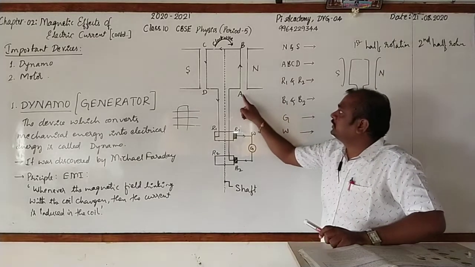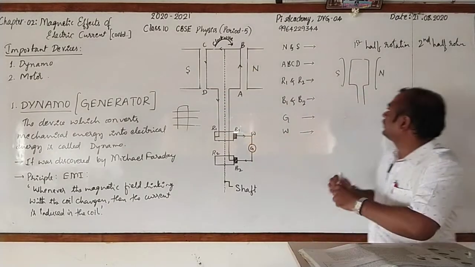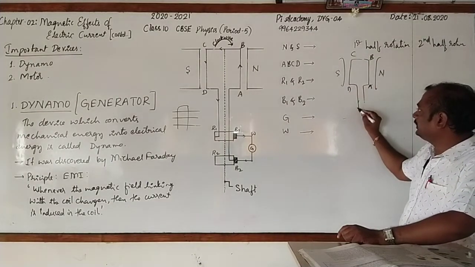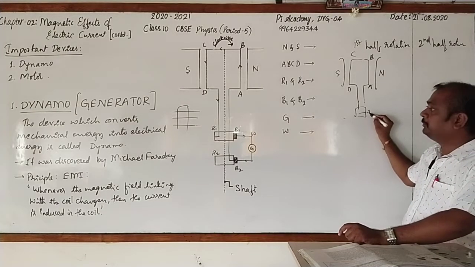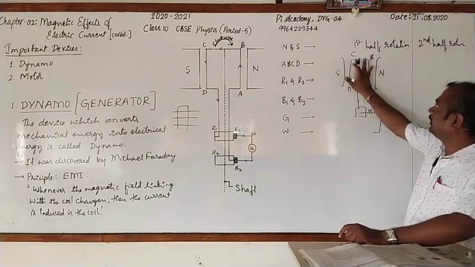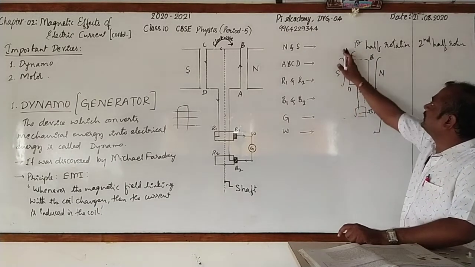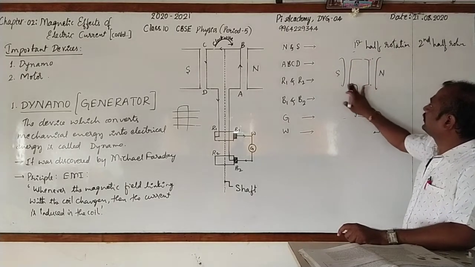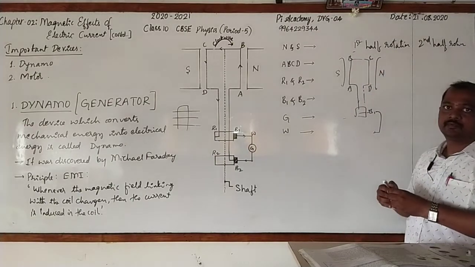Current flows through A, B, C, D, right? Current flows through A, B, C, D, and D comes in contact with B1. So current in the external circuit flows from B1 to B2. When it is rotated, then this side will come here and DC will come on AB. Followed? AB. This is C. This is D.